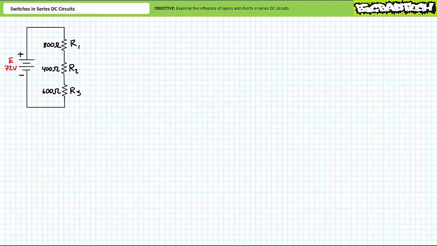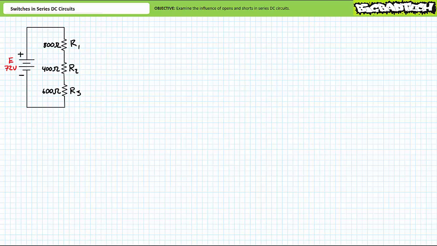You'll no doubt recall that series circuits exhibit the following properties. Current through elements in series is the same, and for any closed loop, the summation of voltage rises equals the summation of voltage drops. As a preparatory exercise, consider this series circuit consisting of a 72-volt source, R1 having a value 800 ohms, R2 having a value 400 ohms, and R3 having a value 600 ohms.